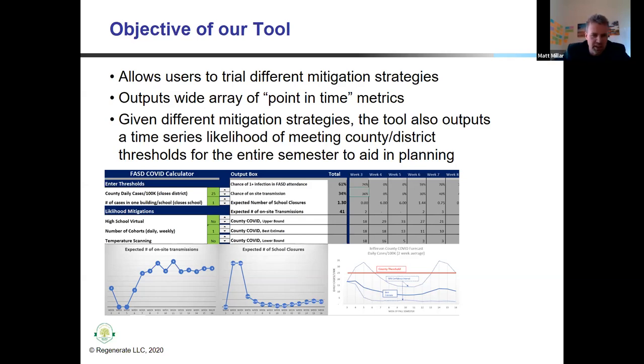Now let's look at the mitigations that we picked. You see that on the picture on the screen. Likelihood mitigations, it says. And then below that, it says high school virtual, number of cohorts, and temperature scanning. So we're going to throw up another slide here in a sec that has a whole bunch of examples of mitigations. Those are the three that we picked. So Jason, let me bring you back in here. Would you say that your objectives are the same now in terms of what you're trying to accomplish with the tool?